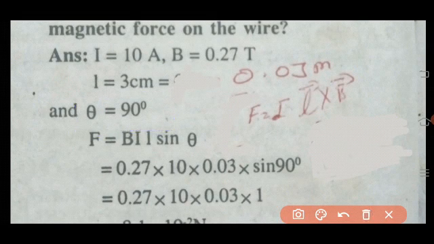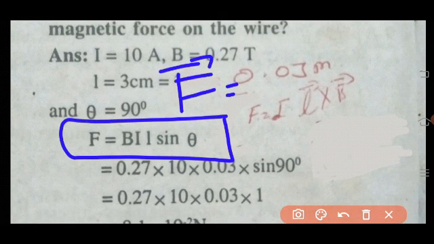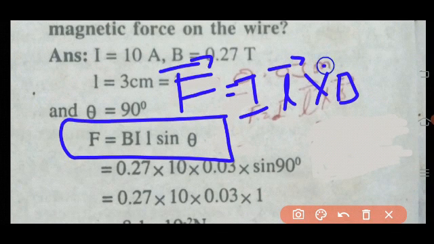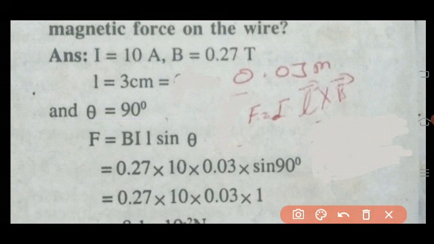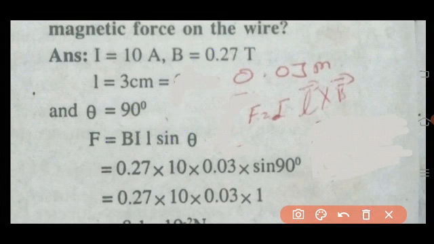Now we can use the equation force equal to BIL sin theta. You know the general equation, F equal to I into L cross B. The cross product gives sin theta, so that is ILB sin theta or BIL sin theta. Now just substitute. B is 0.27, current I equal to 10, then we need L.